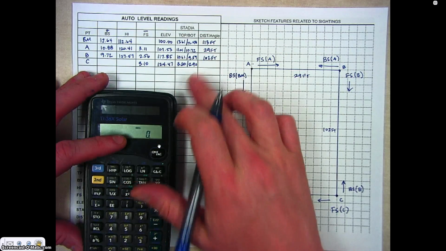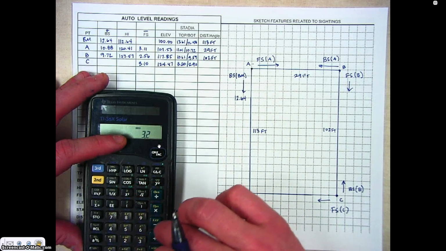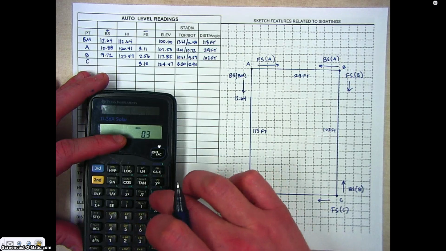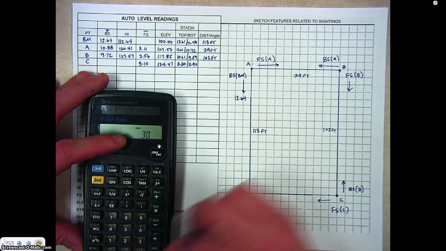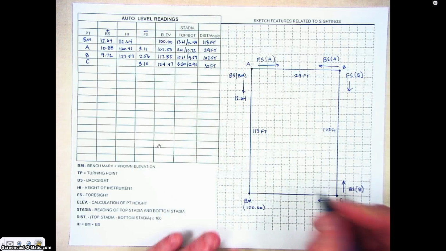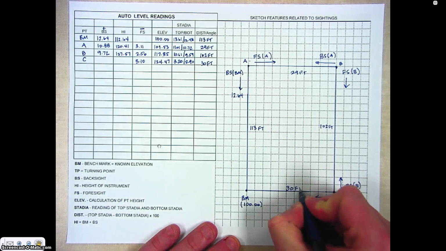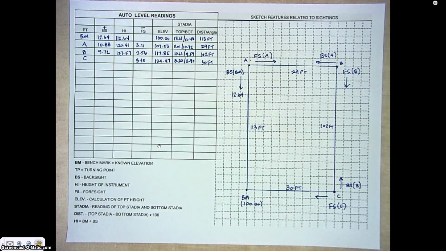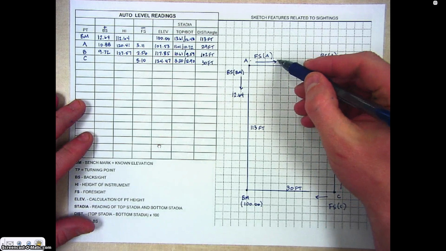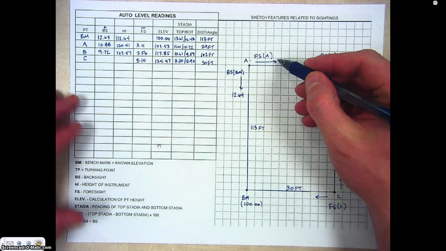And then our last one, 3.2 minus 2.9 times 100, 30 feet. So here we have a distance of 30 feet. And so the last thing that I would want you to do, actually we have two more things to do. Go ahead and write in the reading for the foresights and backsights.